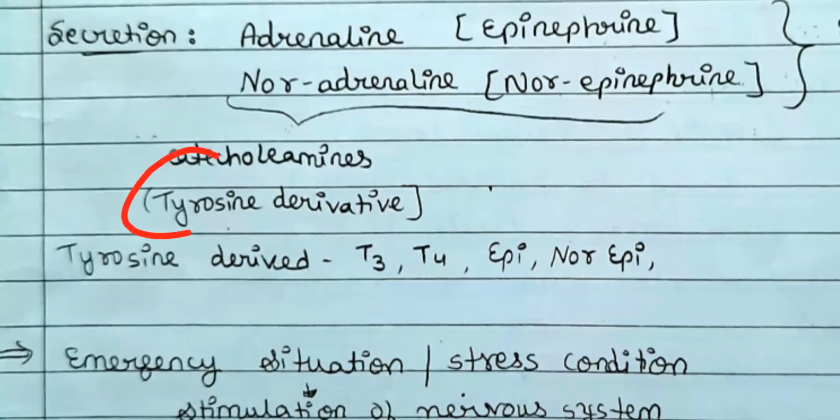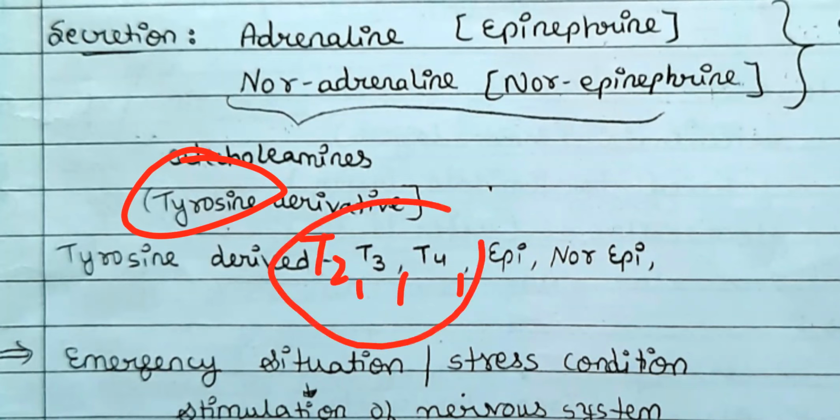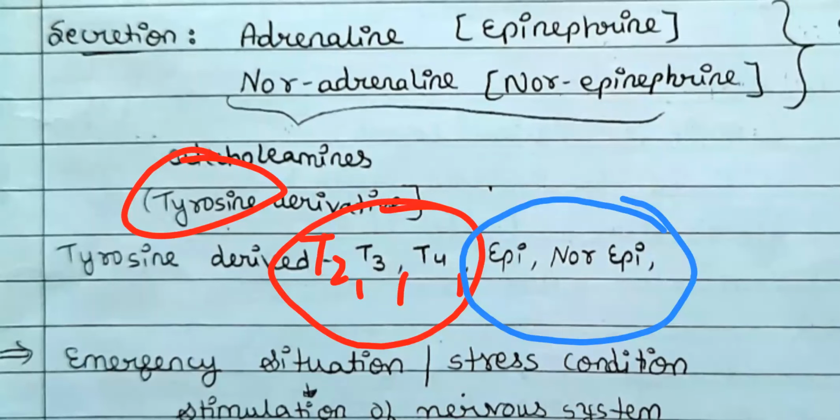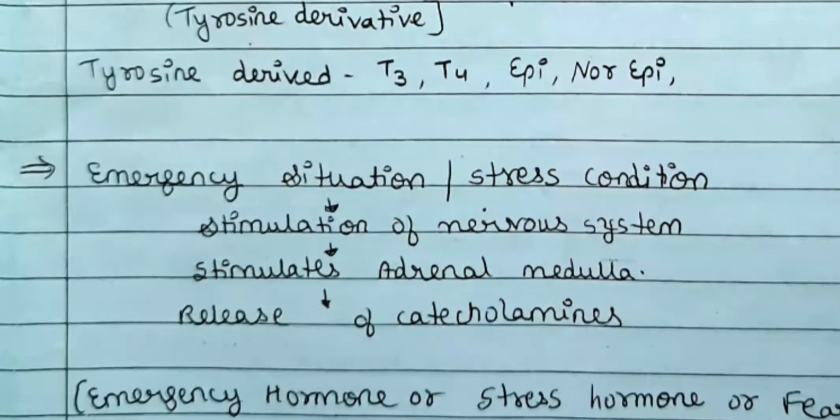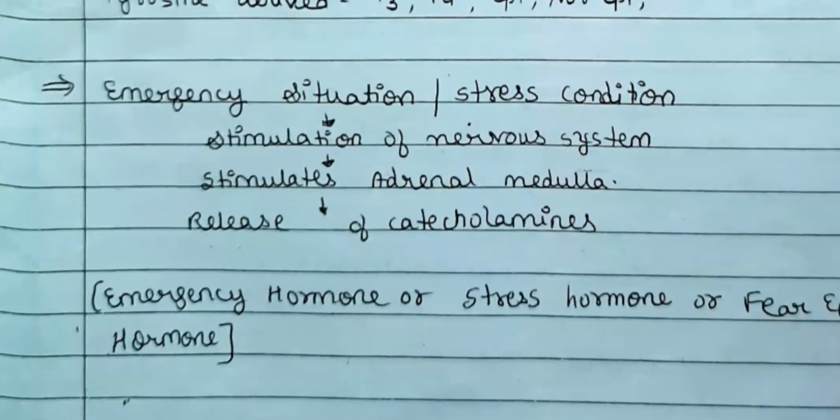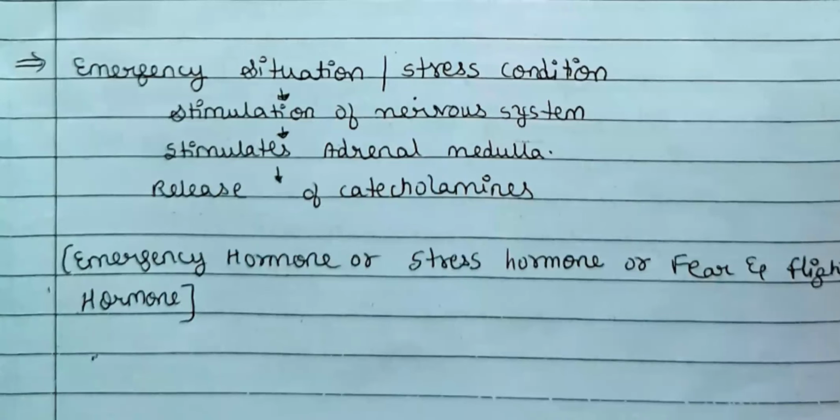Which other hormones are derivatives of tyrosine? Can I say iodothyronines? Yes, Gala, correct. T2, T3, T4, collectively known as iodothyronines. All three are derived from tyrosine. Similarly, epinephrine and norepinephrine of the adrenal medulla are also derivatives of tyrosine, remember. Now, these two hormones prepare your body for emergency situations, stress conditions. So they are secreted when you are in a stress condition, when you are in an emergency condition.